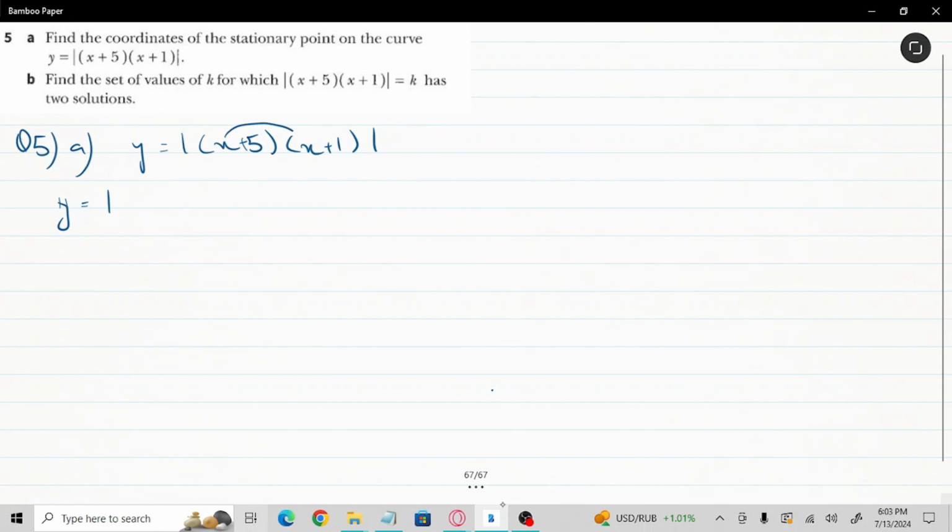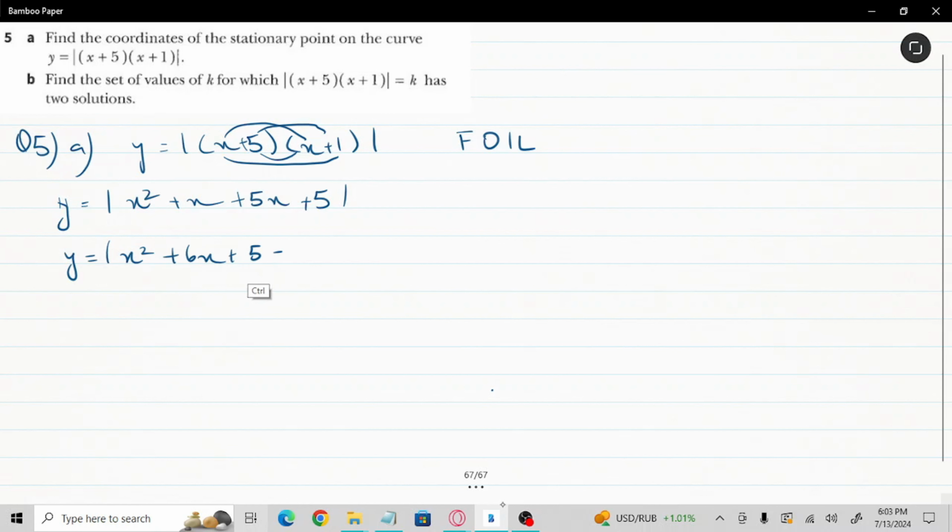So first, we are going to follow the FOIL method. First is going to be x squared, outer is going to be plus x, inner is going to be positive 5x, and last is going to be positive 5 itself. And this is trapped in a modulus. So y equals x squared plus 6x plus 5, in a modulus.